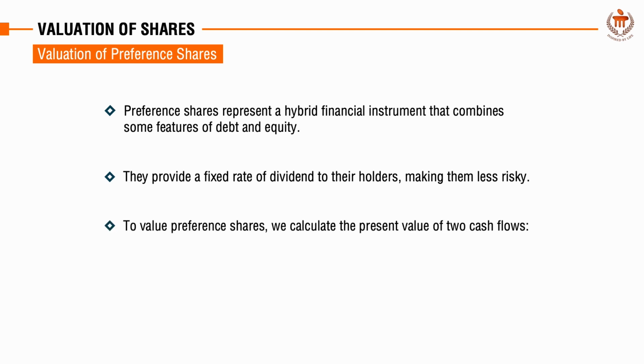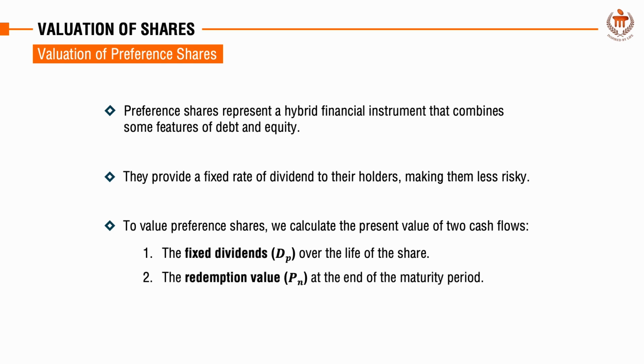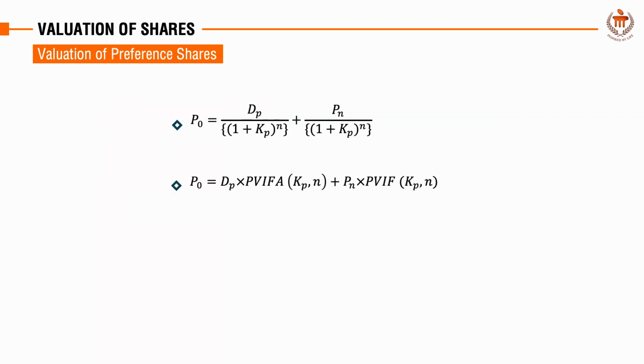To value preference shares, we need to calculate the present value of two cash flows. First, the fixed dividends, which is DP, over the life of the share. Second, the redemption value, often termed as PN, at the end of the maturity period. Mathematically, this can be expressed as P0 = DP / (1 + Kp)^n + Pn / (1 + Kp)^n.